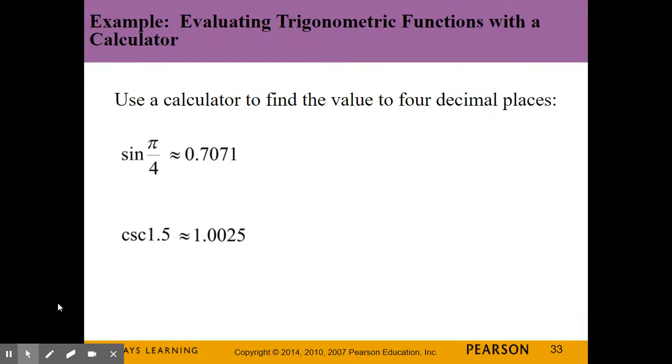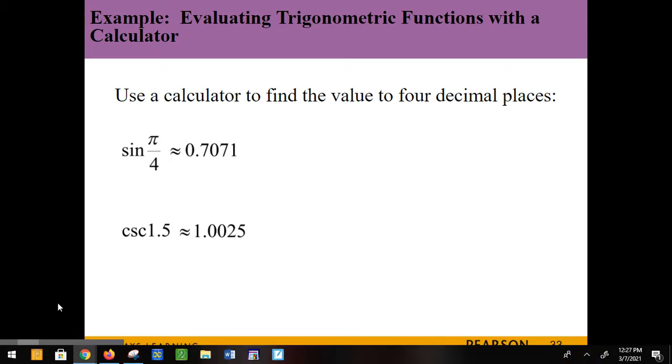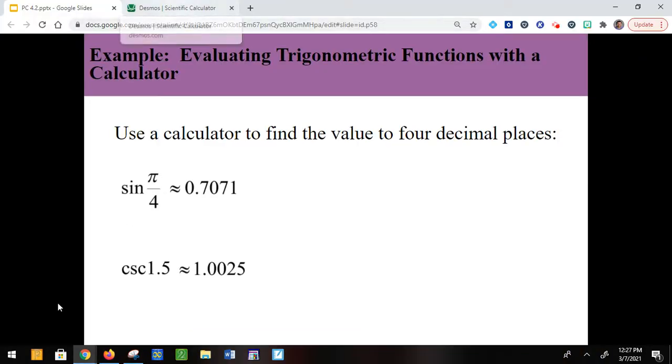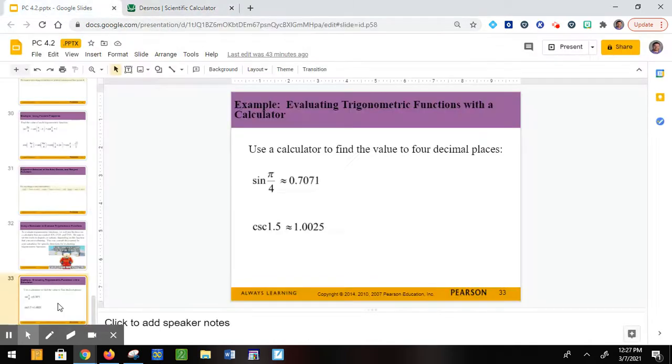So let's look at these two. Sine of pi over 4, and it's equal to that. Well, how do I get that? All right, I'm just going to use this scientific calculator on Desmos. Any scientific calculator, any graphing calculator is going to have this functionality. So it was sine of what, pi over 4.